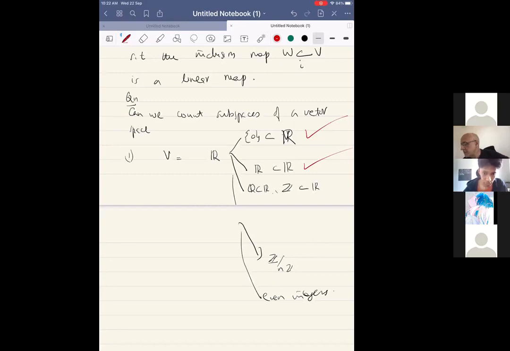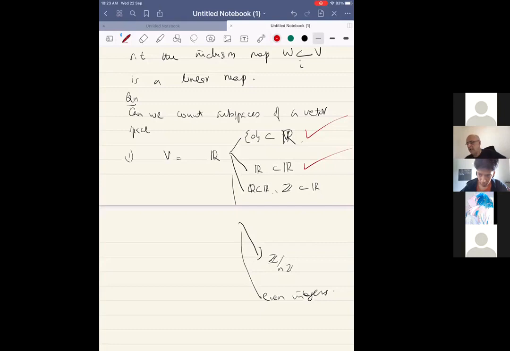Yes, sir. So I claim that the only subspaces of the vector space R are the zero subspace and the full space R itself. Here is the proof. If it's not the zero subspace, it contains one vector which is non-zero, in other words, some non-zero real number. Now, any other real number is given by taking this non-zero real number and multiplying it by a scalar. So if I have a subspace that is not the zero subspace, it's all of R. That's a proof.